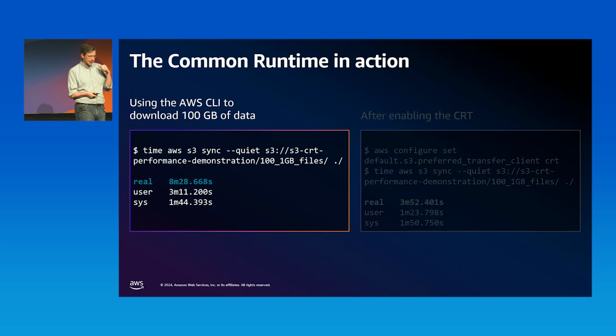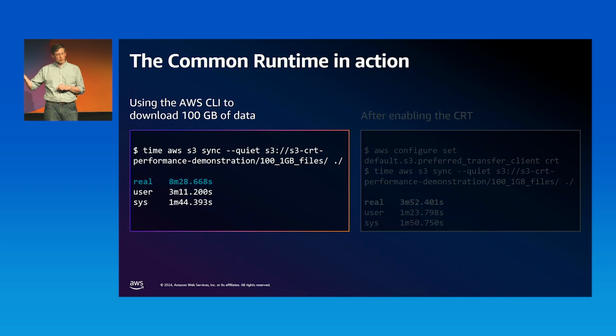Take a look at this in action. What you're looking at is me using the AWS CLI to download 100 1-gigabyte objects to an EC2 instance. The default CLI on a new instance, nothing special here, takes about 8.5 minutes to complete.